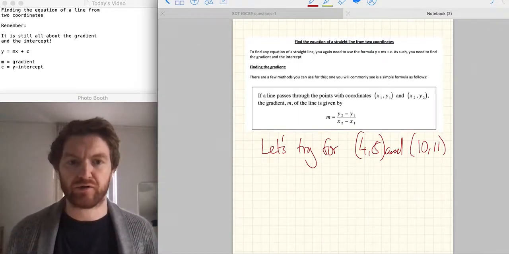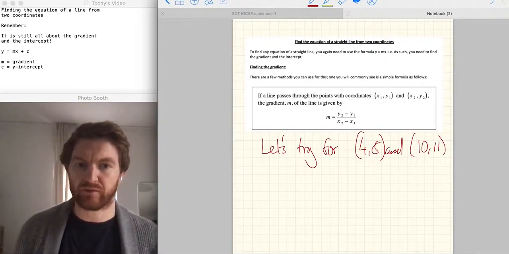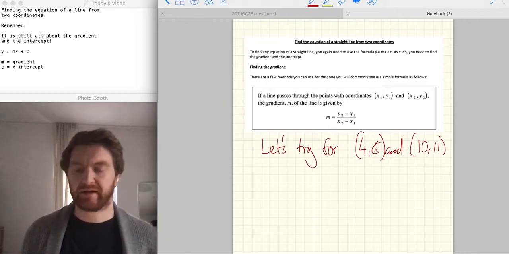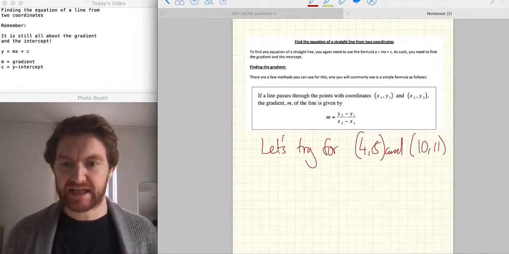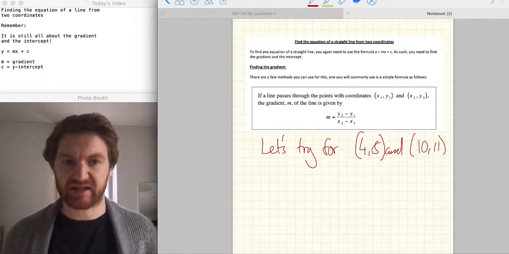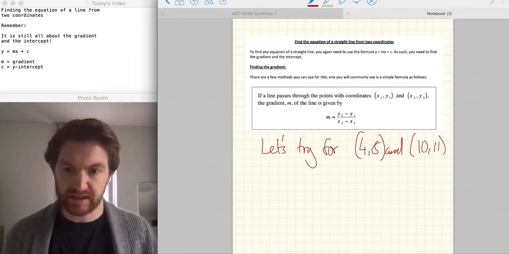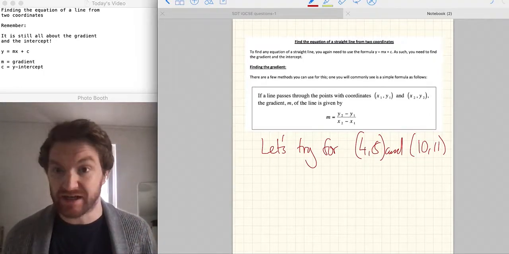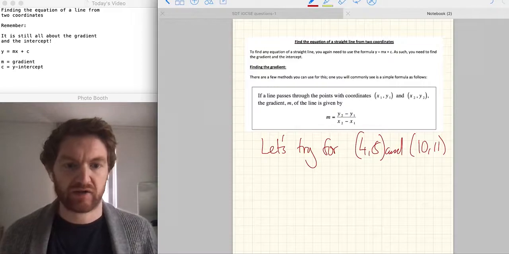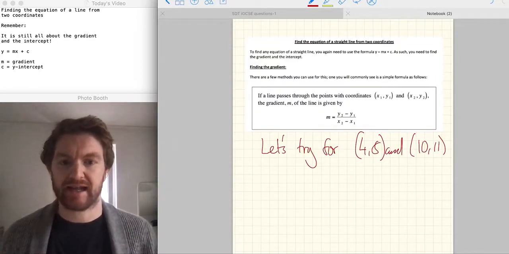The question was, how can you find the equation of a line from just coordinates, without being given the graph? What you'll see is that it uses a lot of the same skills in terms of finding a gradient, and the intercept is pretty much the foundation for any straight line graph skills. We're going to try a question together. We're going to try (4, 8) and (10, 11).